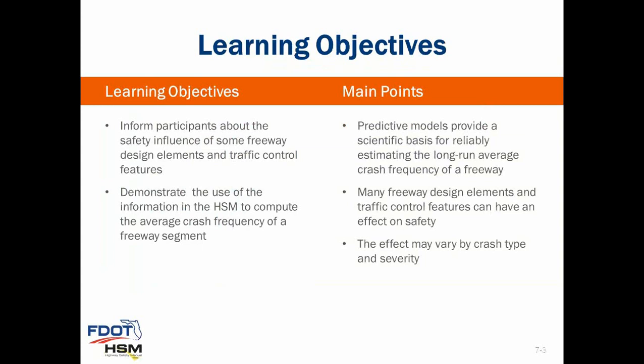There are 3 main points that I want to make during this webinar. My goal is to make these points as we go through the presentation. First, predictive models provide a scientific basis for reliably estimating the average crash frequency of a freeway segment. Second, many freeway design elements and traffic control features can have an effect on safety. And third, any given design element or traffic control feature may affect the frequency of some crash types or severities more than it does others. So, for example, head-on crash frequency may be more greatly influenced by median width than by outside shoulder width.